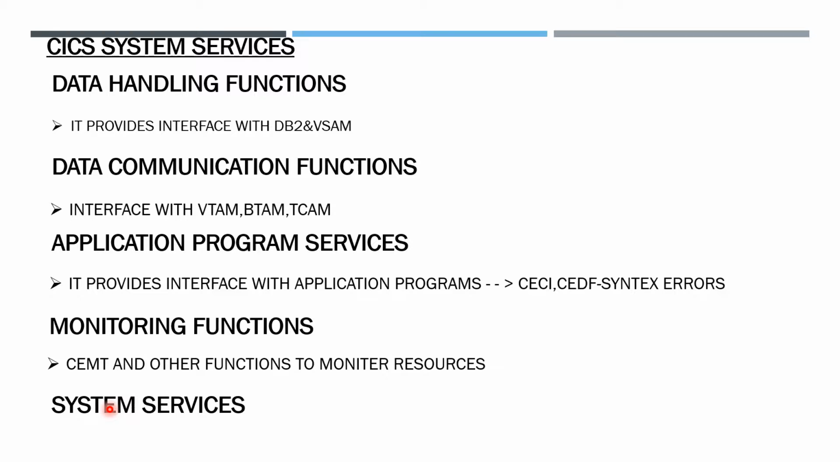System services. System services in the sense of how CICS and z/OS interact. z/OS is the major operating system in the mainframe. CICS is the subsystem, or sub operating system, in the mainframe. How is CICS interacting with the mother OS, z/OS?